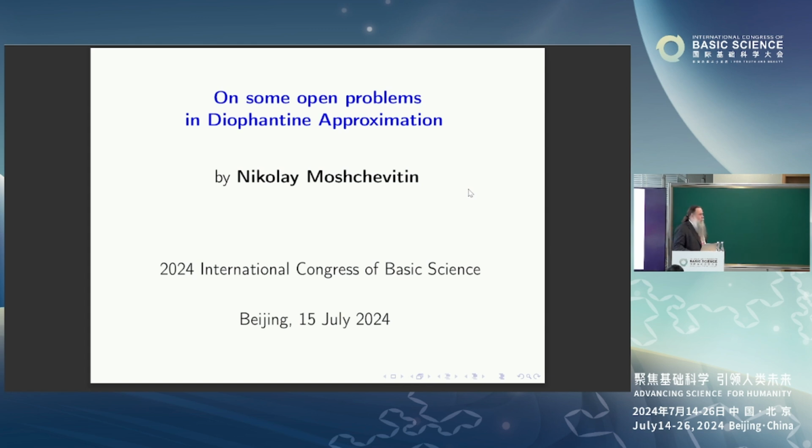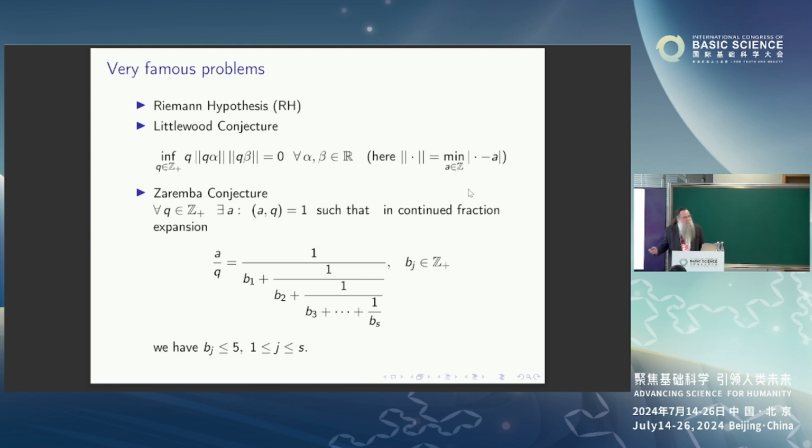Of course, there are a lot of very famous open problems in Diophantine approximation and, generally speaking, in number theory. On my next slide, I would like to mention three of them. But I will not speak about these problems. I did not even write here what the Riemann hypothesis is, because everybody knows. As for Diophantine approximation, I think the most famous problem is the Littlewood conjecture.